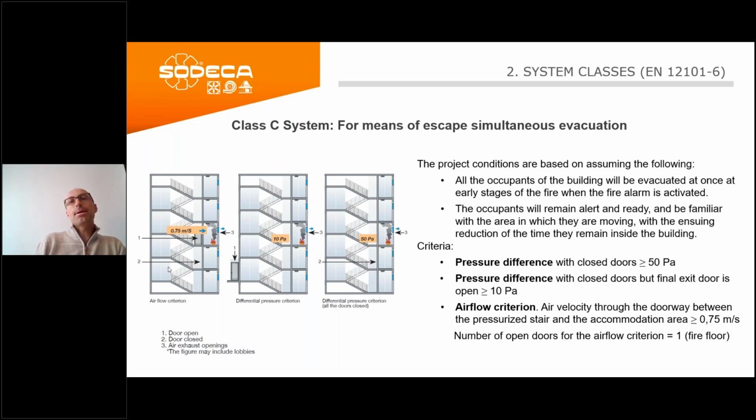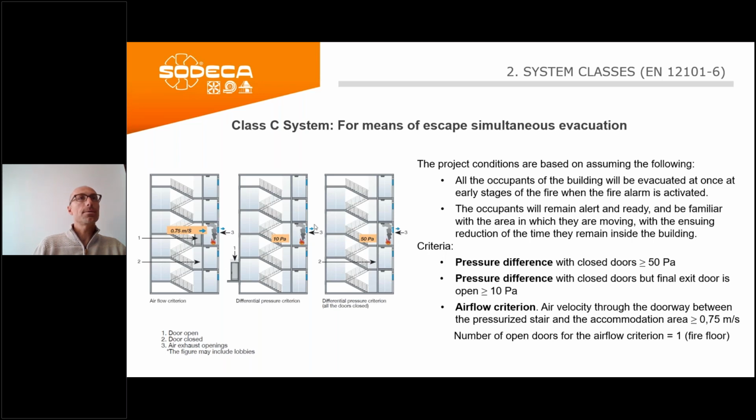And it will be that the evacuation time will not be so long in this case. So in this case, we have to consider 3 different criteria. The pressure difference with all the doors closed, that is minimum 50 pascals, the same as we have seen in Class A. The airflow criterion of 0.75 meters per second, the same as in Class A, but we have a third criterion, that is the pressure difference with all the doors closed, but with the final exit door open. And this criterion is of 10 pascals.